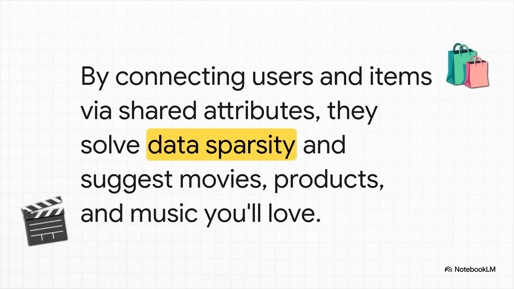Recommendation engines have this classic problem called data sparsity. Basically, it just means you've only watched or bought a tiny fraction of all the stuff that's available. Knowledge graphs help solve this by connecting you to a movie not just because of its genre, but maybe because of the actors or the director or other movies that director made. By mapping out all these complex relationships, they can make these uncanny suggestions that you'll probably love.